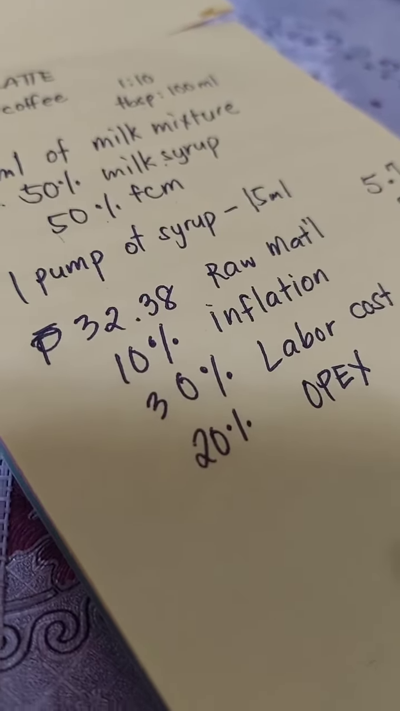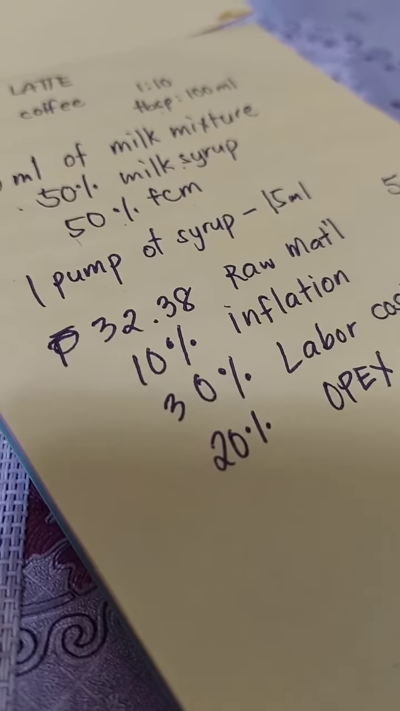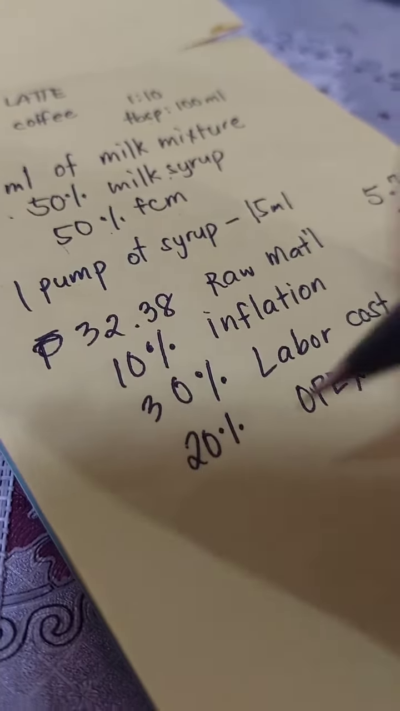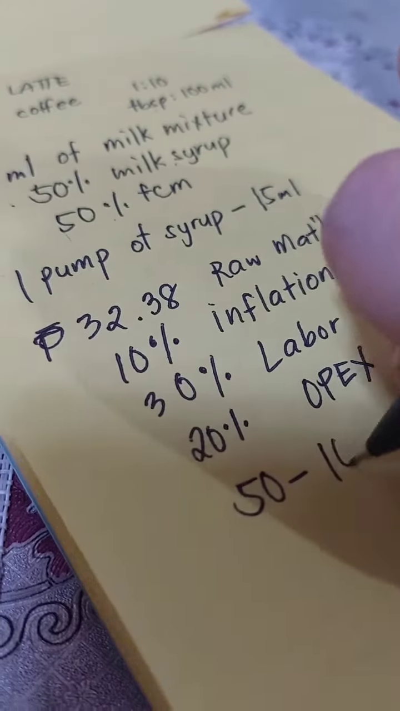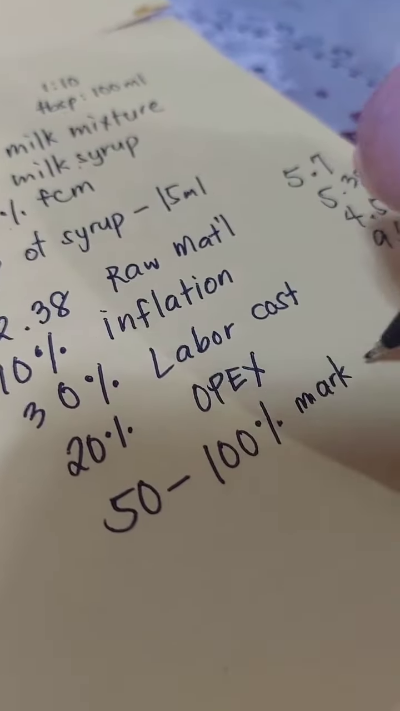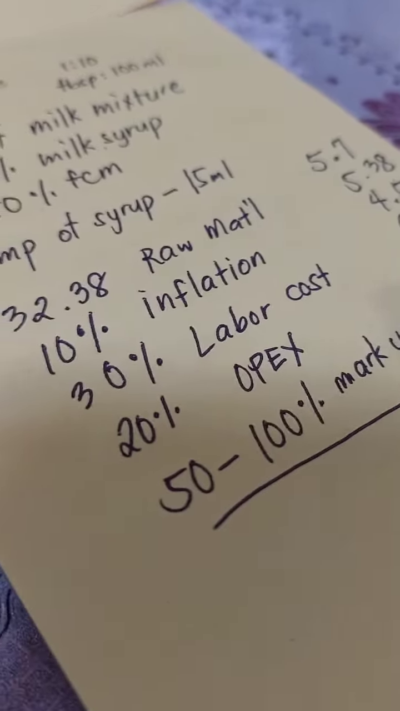So, paano naman yung tutubuin ko? Paano naman ako makaka-make sure na I'll be able to sustain it? What I do is, I add 50 to 100% markup. So, saan ko to binabase? Paano ako nagbabase ng markup?